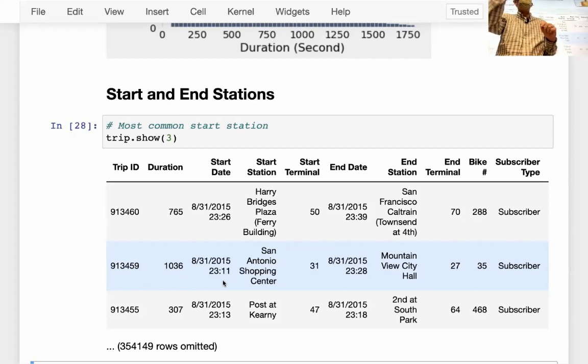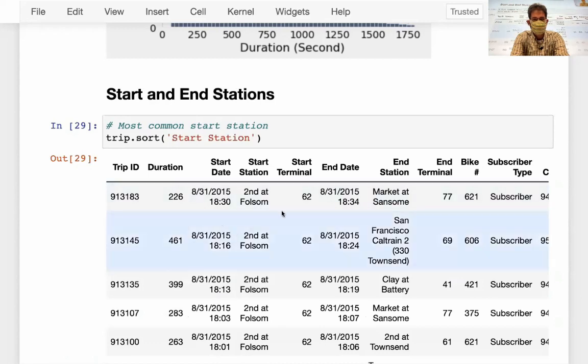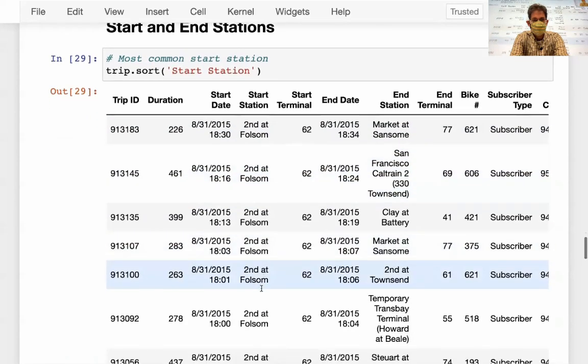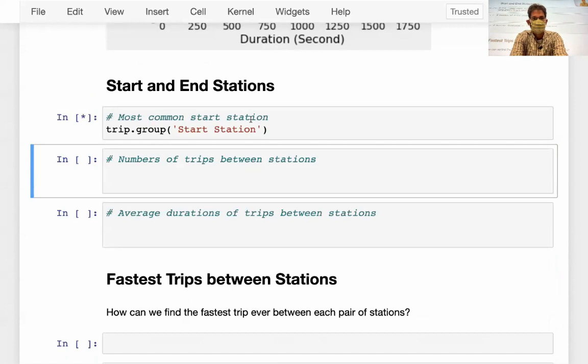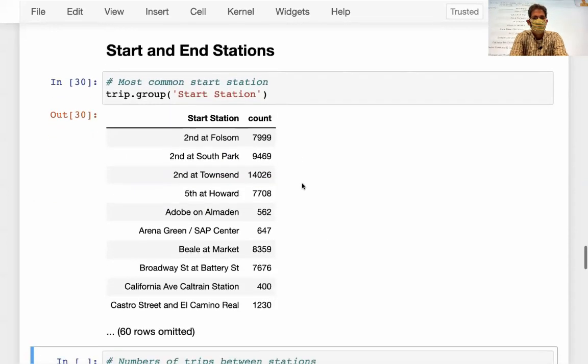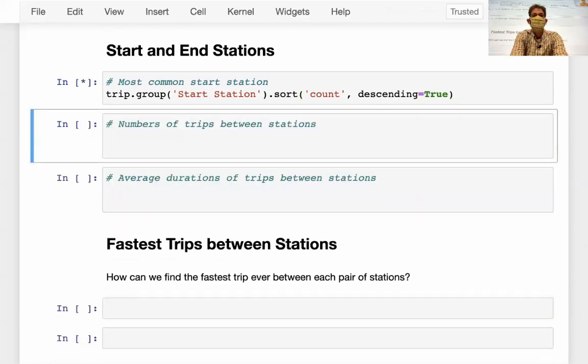We only have one table so far, trip, so it's not join. We sort by start station. We still just have a bunch of trips. And these are now sorted in alphabetical order. That's not quite what we wanted. We want to group by start station. When we group by start station, this actually takes a minute because there's 350,000 of these things. We see for each start station the number of trips that started there. Which is something we could sort by. And then we'll have the most common start station.